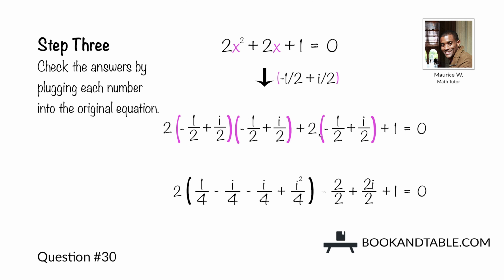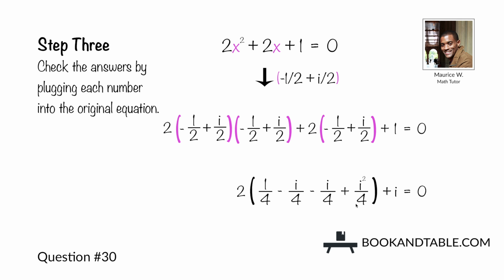Then we have 2 times negative 1, which is negative 2 over 2. Then we have 2 times i, which is 2i over 2. Plus 1 is equal to 0. Negative 2 over 2 is equal to 1. And 2i over 2 is equal to i. Negative 1 cancels out positive 1. And now we can expand this part of our expression.